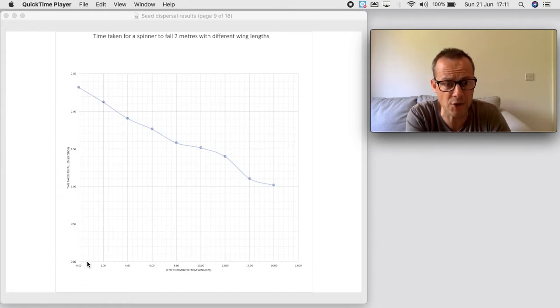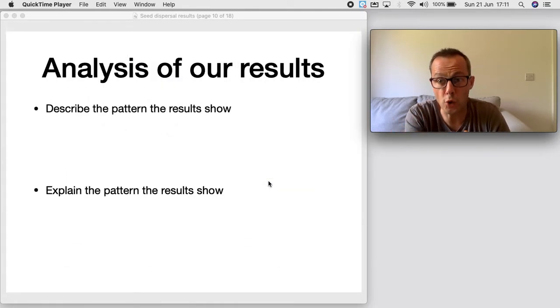So this graph clearly shows the longest wings with hardly any paper removed take a long time to fall. And as we remove more and more of the wing and the wing gets shorter and shorter and shorter, the time it takes for the spinner to fall decreases, and it falls much, much quicker. So, what you're going to do on your first activity is analyse those results. So the first thing is to describe the pattern shown in the results.